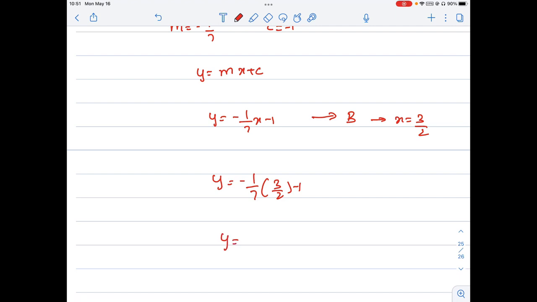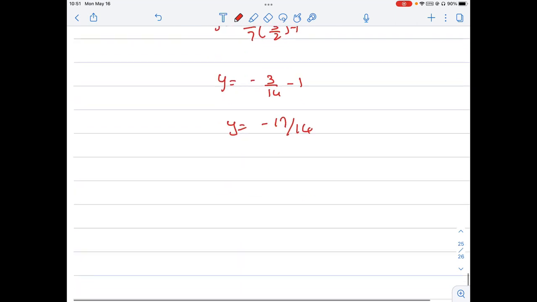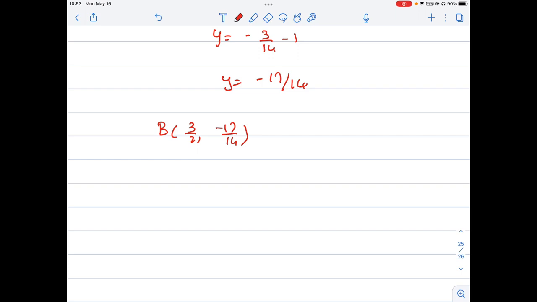So y equals minus 3 upon 14 minus 1. So when I simplify that, y equals minus 17 upon 14. That is the y coordinate. So what is B now? The x coordinate is 3 upon 2 and the y coordinate is minus 17 upon 14. We have found the coordinates of B. Now after finding the coordinates of B, he's asking us to find the value of k.